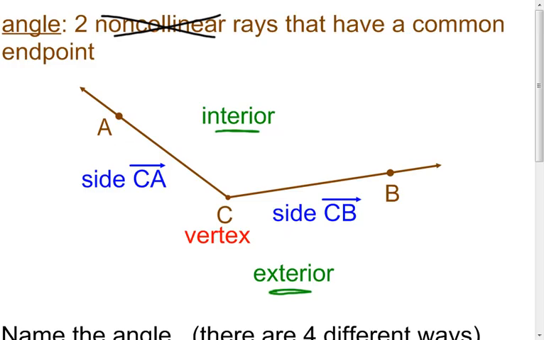So interior and exterior, and then you also have on the angle. On the angle would be everything that you see here in the brown. The sides of the angle are the 2 rays. So here's one side, which is a ray, here's the other side, which is a ray, and then that common endpoint is referred to as the vertex. So that's the basic pieces of an angle.